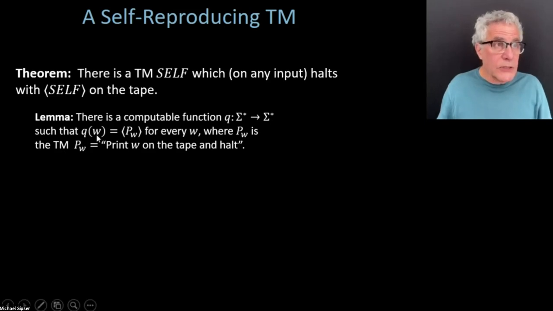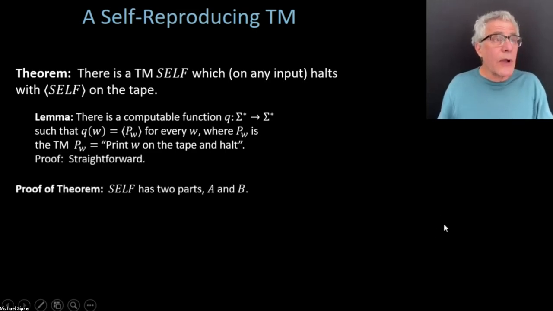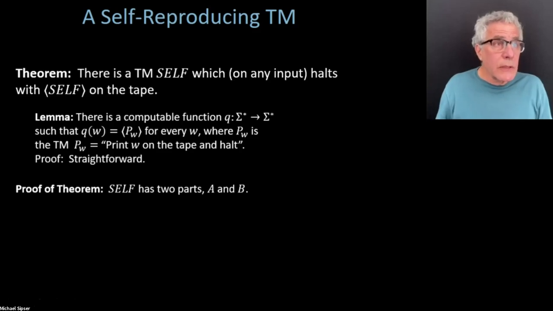Okay, and I can find P sub W from W. Straightforward proof. Okay, so now I'm going to tell you, assuming that we have that computable function Q, how to make this machine SELF. And it's not complicated. The Turing machine SELF is going to have two parts I'll call A and B.